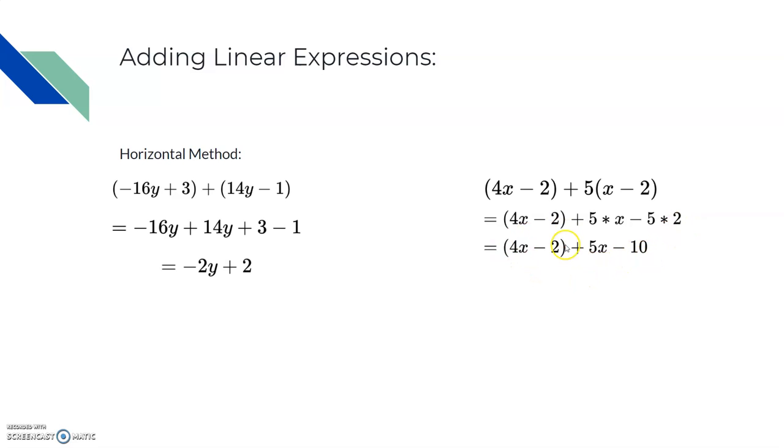Now we're going to touch this side, and we're going to combine the like terms. 4x plus 5x, and minus 10 minus 2. We get 9x minus 12.